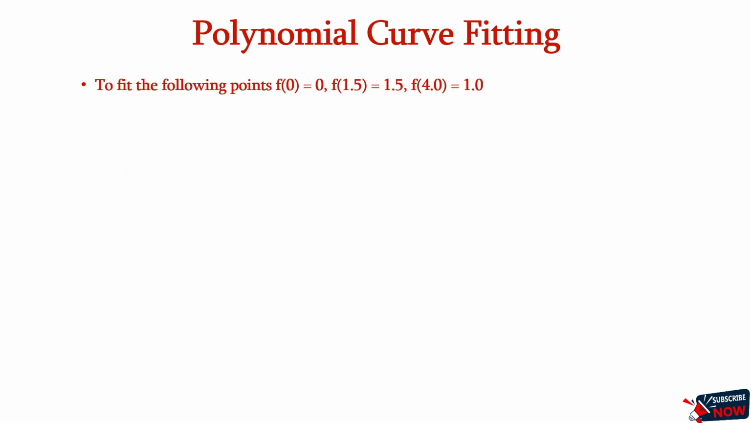Now let us try to fit the following points in a polynomial curve. The points given are f of 0 is equal to 0, f of 1.5 is equal to 1.5, and f of 4.0 is equal to 1. The first step is we have to write the equation for this. So we can write the equation as f of x is equal to a0 plus a1x plus a2x square. Since we have 3 points, we can stop up to x square.